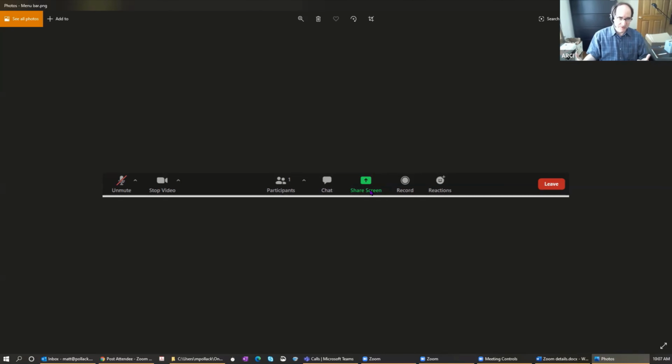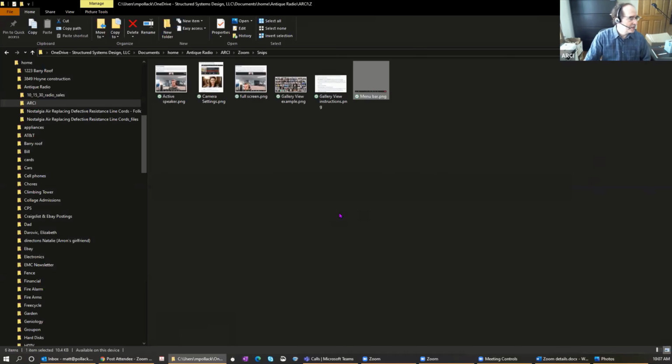Zoom behaves a little differently if you share a window than if you share a screen. If you share a window, it only shows that application. If you share a screen, it shows whatever is on that screen. So it's easier to share a screen, but sometimes you can do fancier stuff with sharing a window. The last thing I want to show is... right now I'm sharing a screen, so you're going to see my selection here.